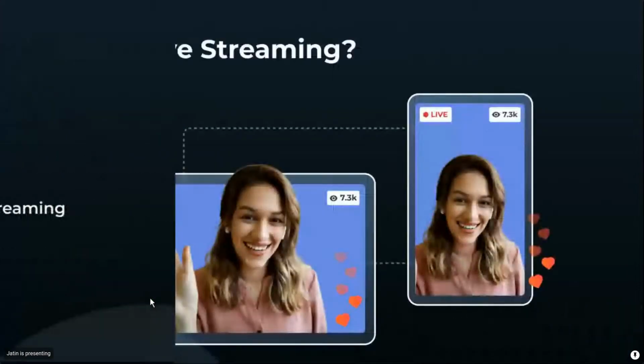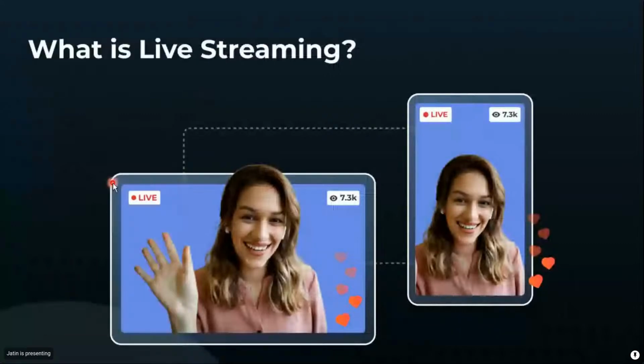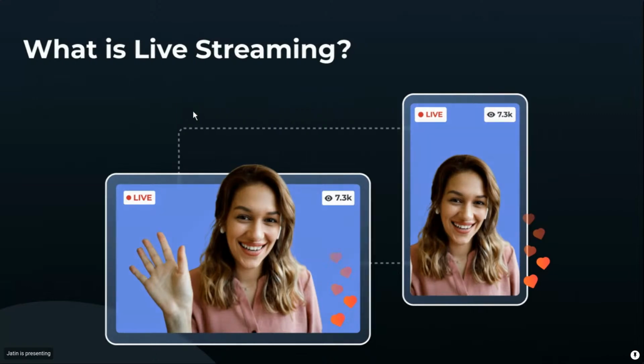So what is live streaming? Live streaming is one to many or many to many audio and video communication. We can say there is one host and multiple viewers, or multiple hosts and multiple viewers. That's the simple concept of live audio and video communication.